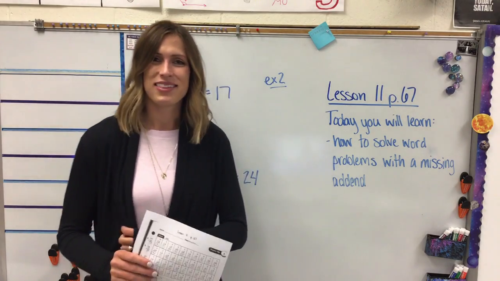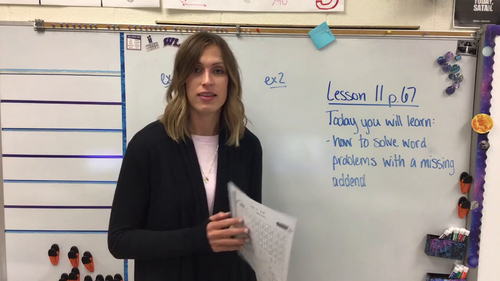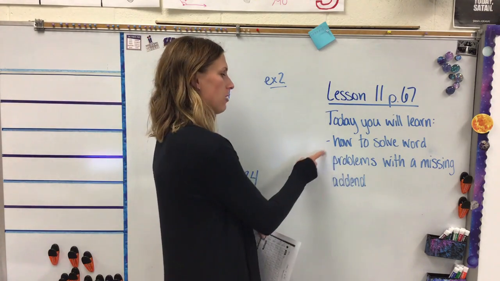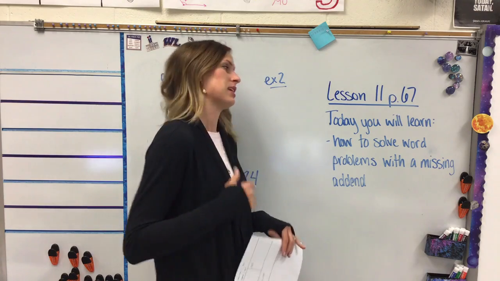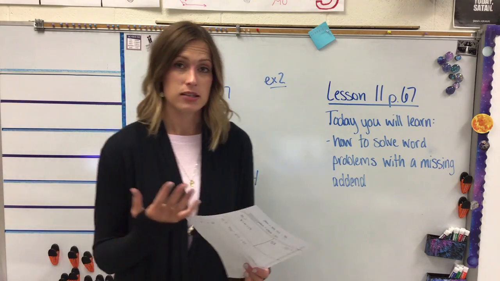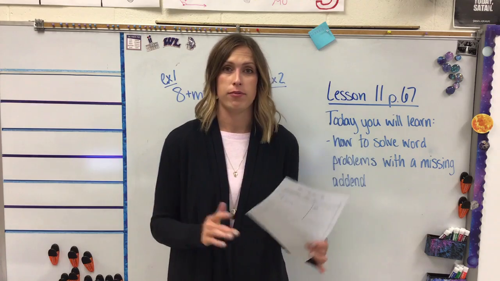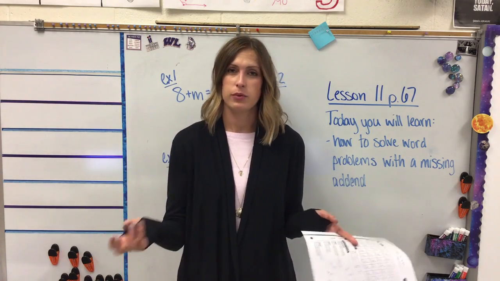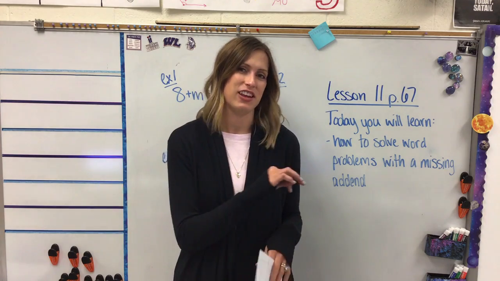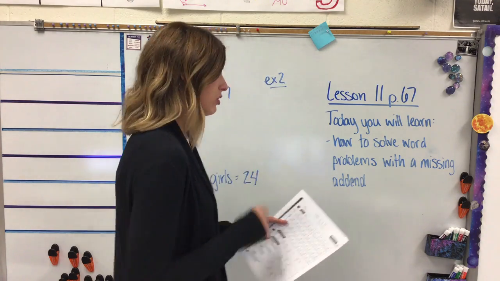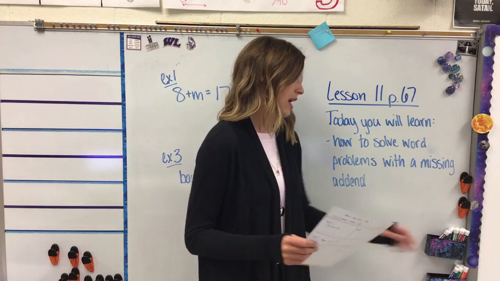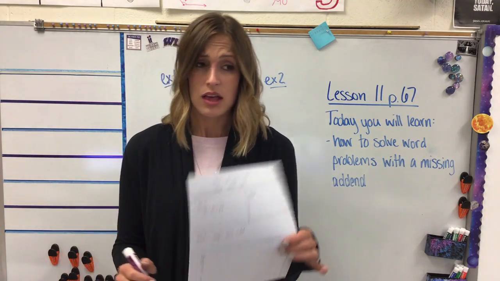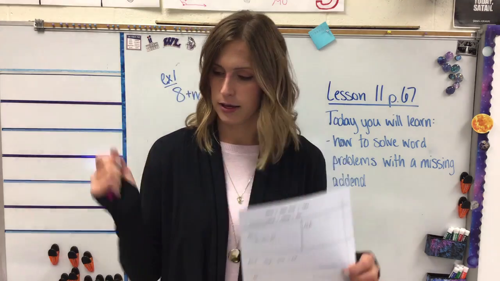Hello class, we're on lesson 11 in your math book. It starts on page 67, and today you will learn how to solve word problems with a missing addend. So in the past we've done this without a word problem. We've just had a problem like 7 plus m equals 12, and then we've had to subtract 12 minus 7 to get m. Today we're going to pull those numbers out of a word problem to take it to the next level. So we're on example 1 on the back.